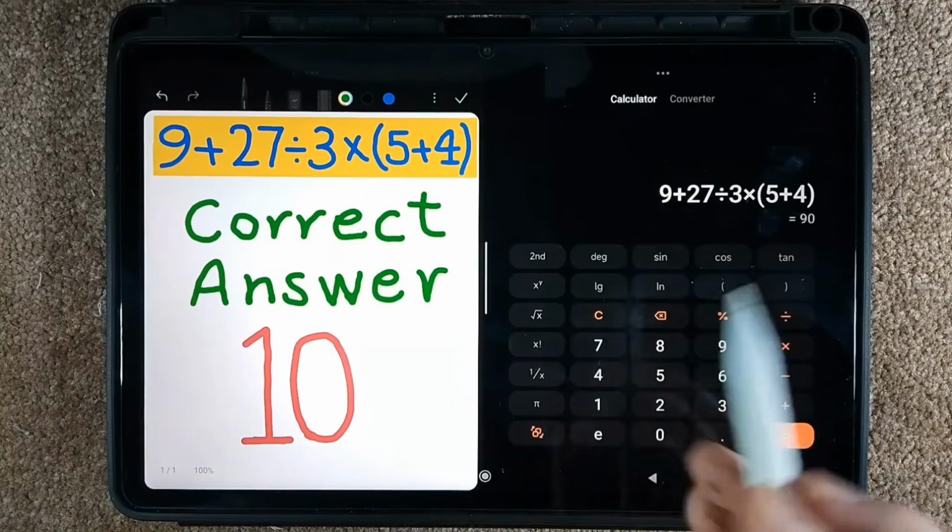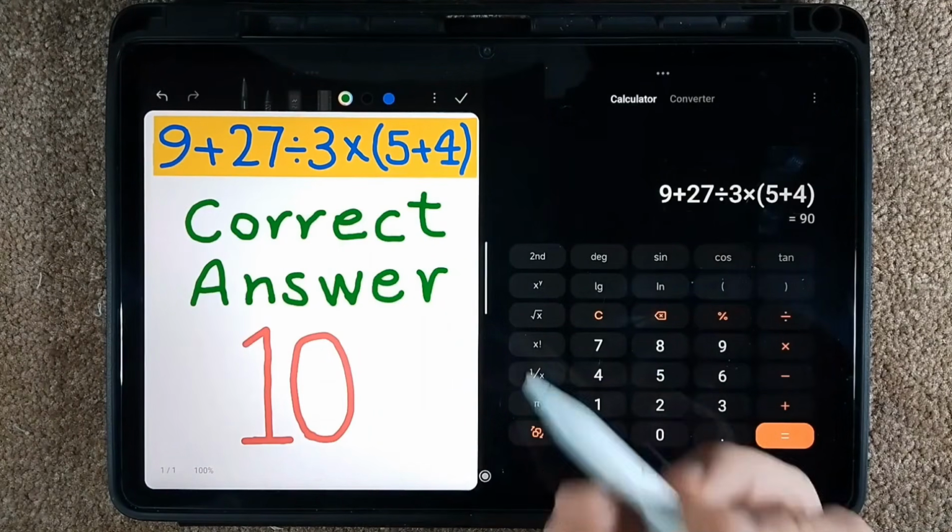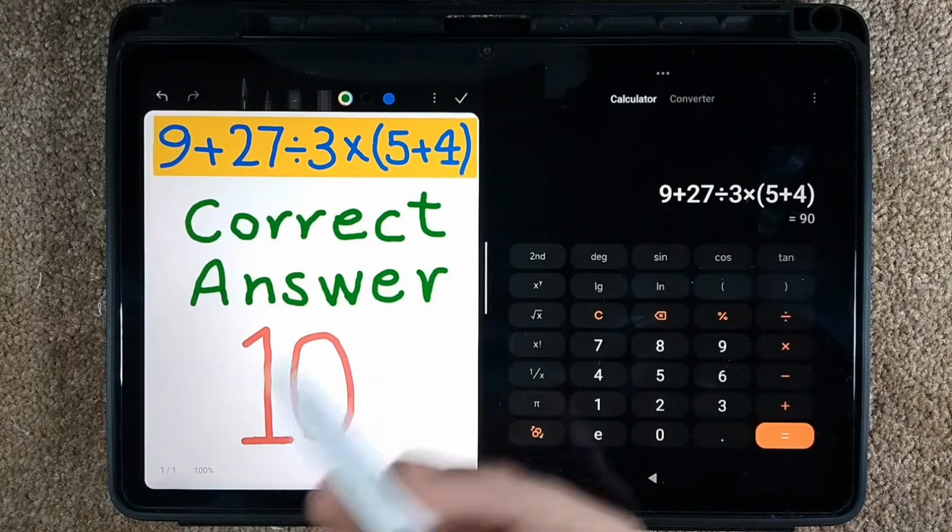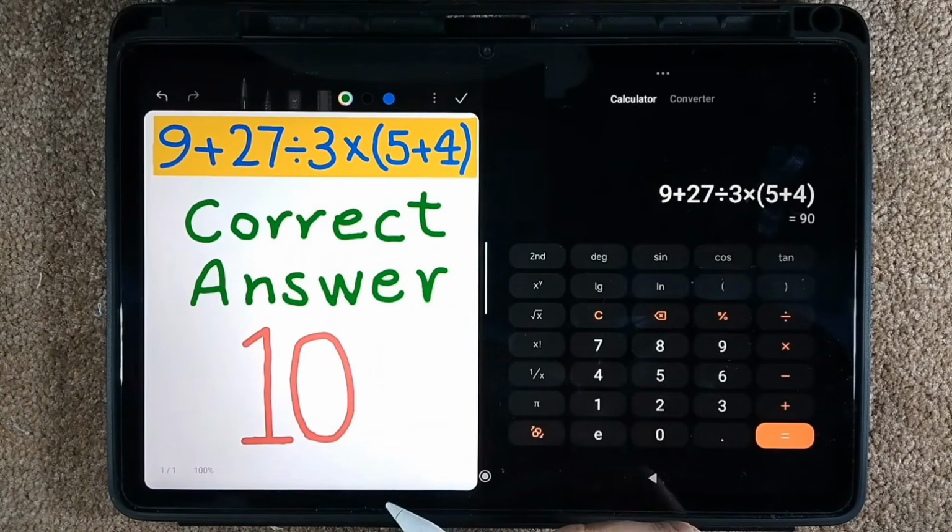The calculator says the answer becomes 90. However, most people get 10 as the correct answer to this question. So, who is actually right?